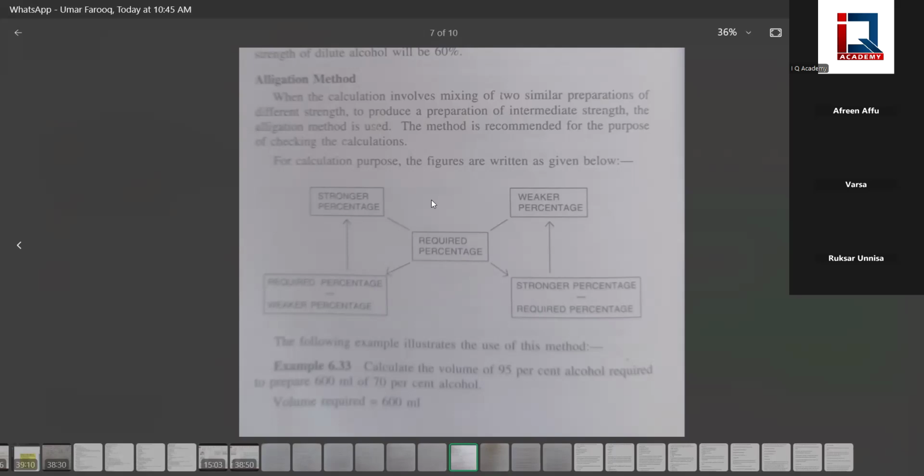In the alligation method, we are adjusting the alcoholic percentages, right? So let's see this.